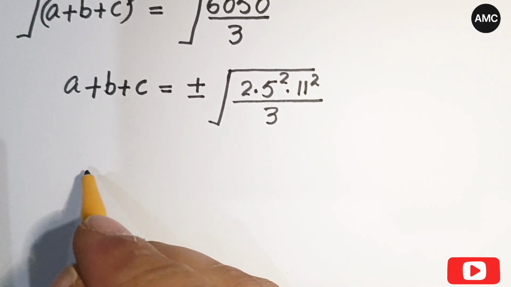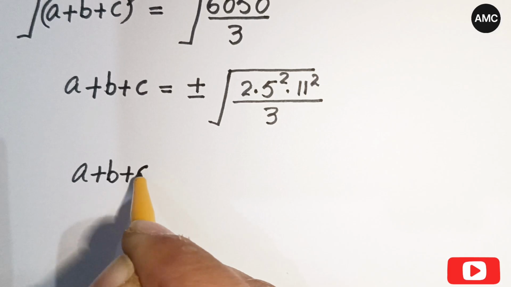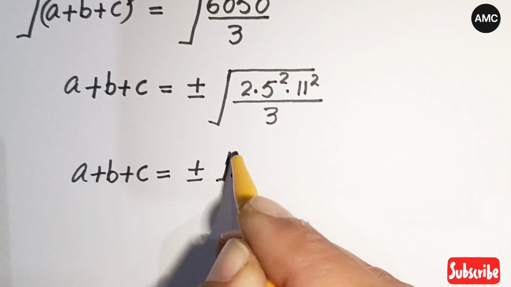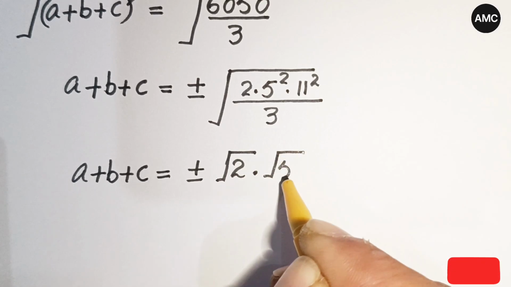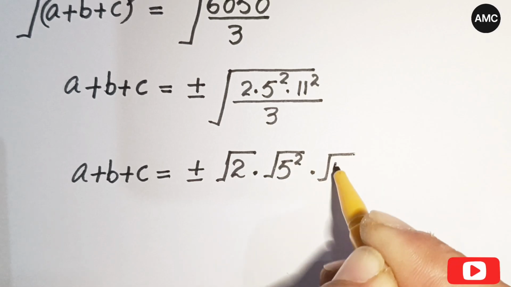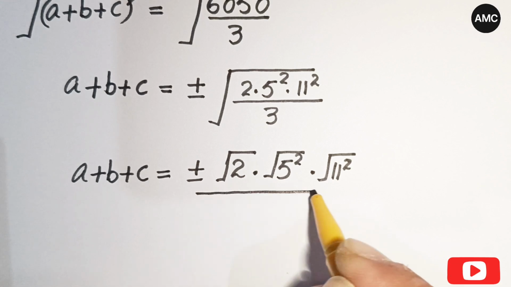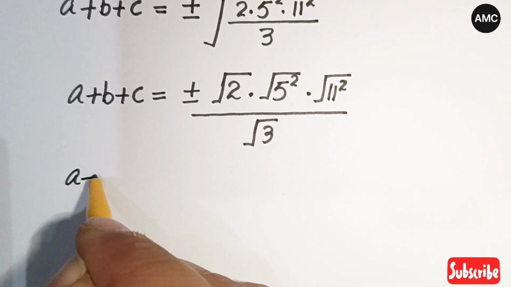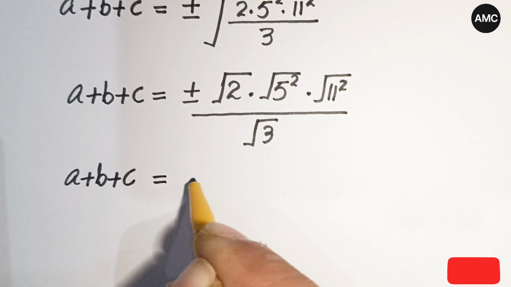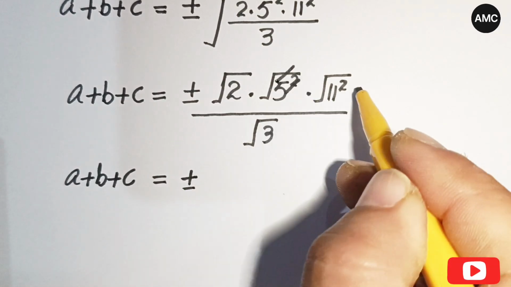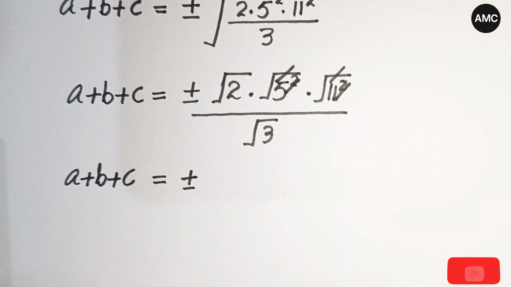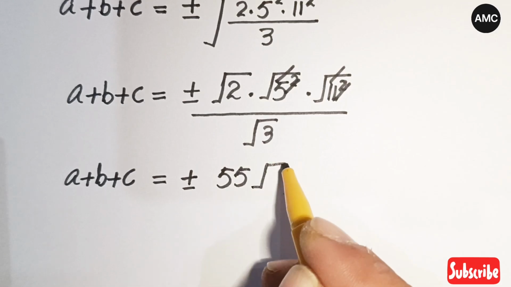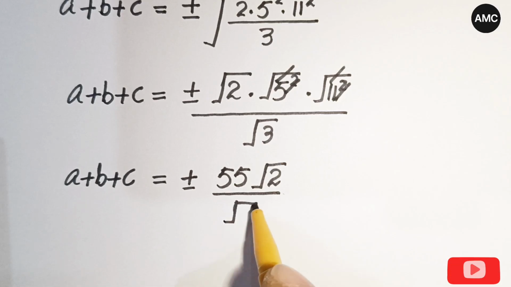Now A + B + C is equal to plus or minus, here we can write this as the square root of 2 times the square root of 5 squared times the square root of 11 squared, all over the square root of 3. So our next step will be A + B + C is equal to plus or minus, here this square is cancelled out with the square root, similarly this square is cancelled out with this square root, so we get 11 times 5 is 55 times the square root of 2 all over the square root of 3.